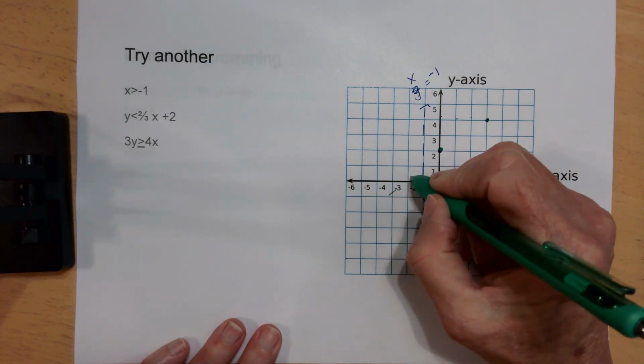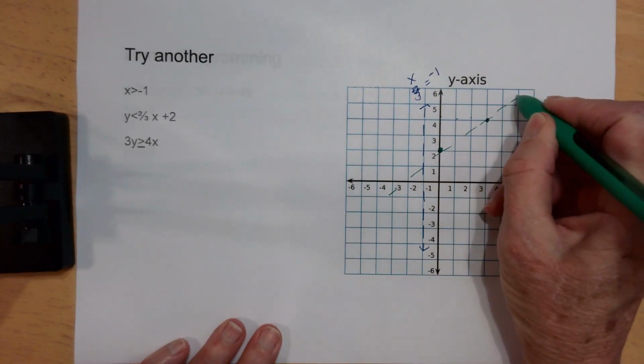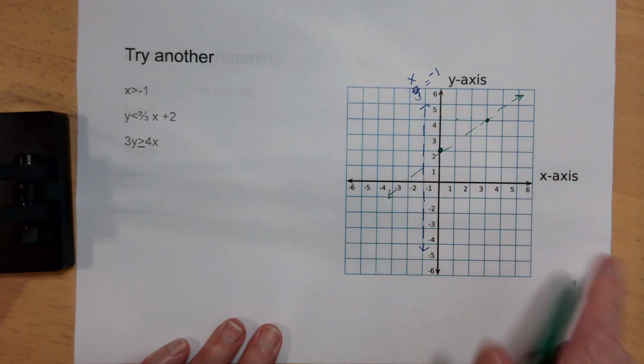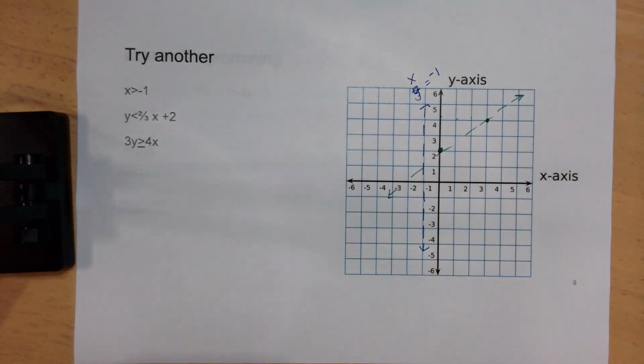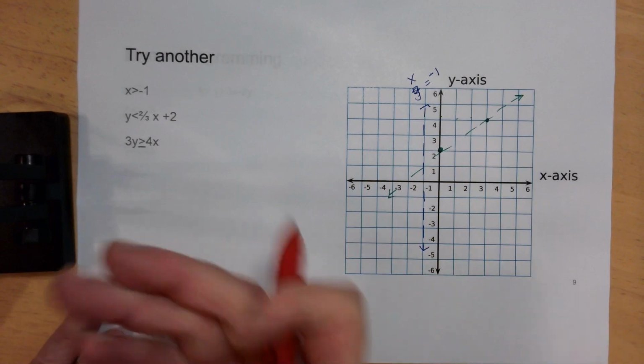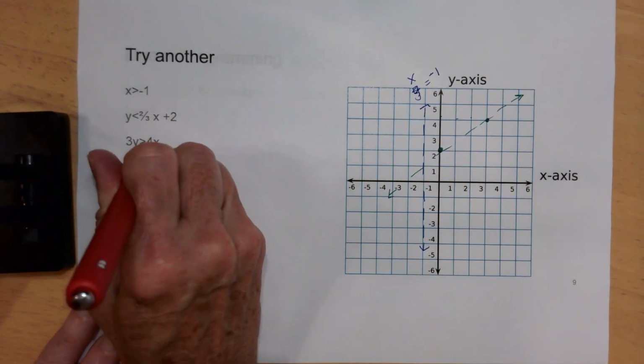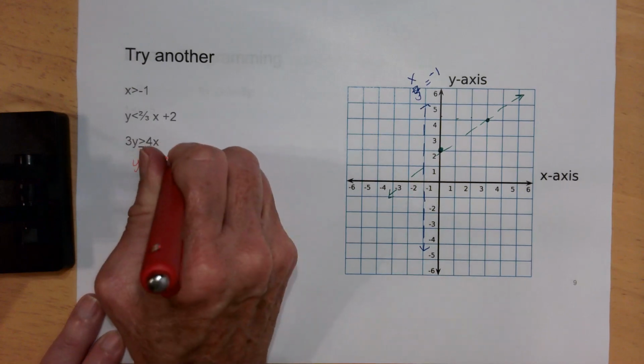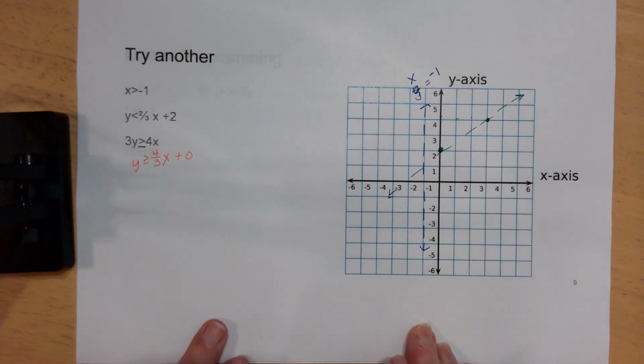Again, this is a dotted line. And I'm going to shade below the line, so now I'm down here. So this one I have to solve for. So I have y is greater than or equal to 4 over 3x. And I could put plus 0 if I want right there.